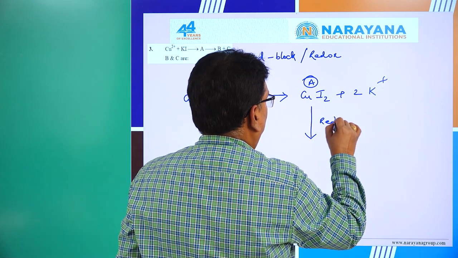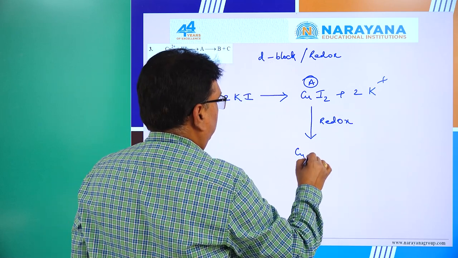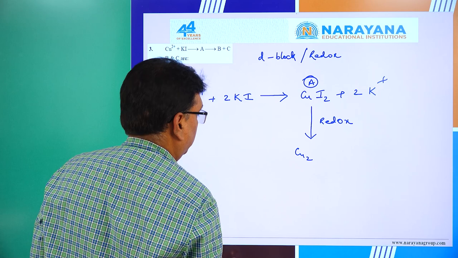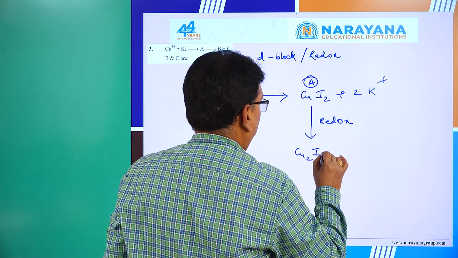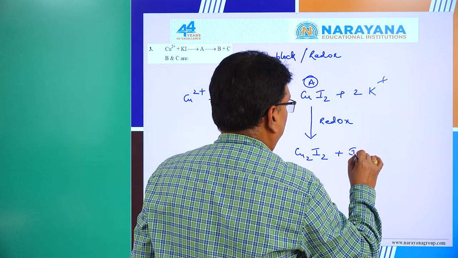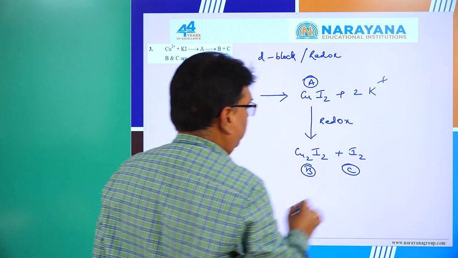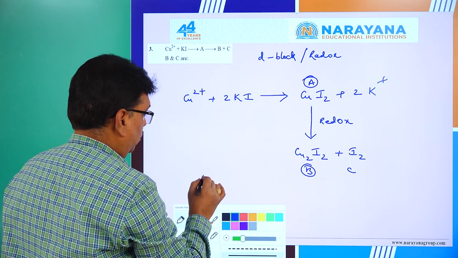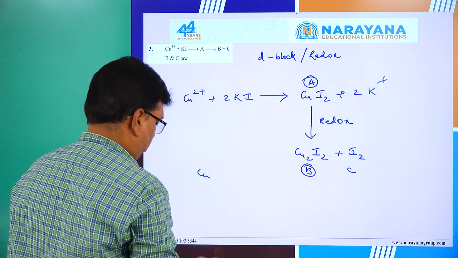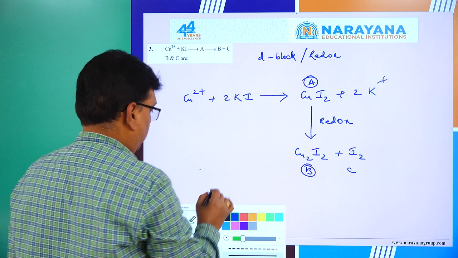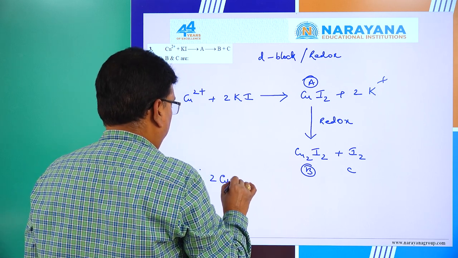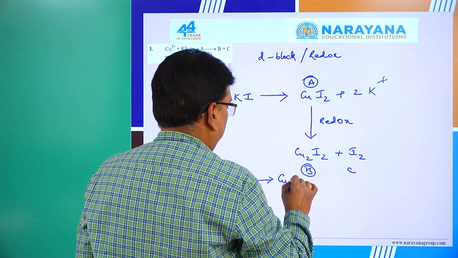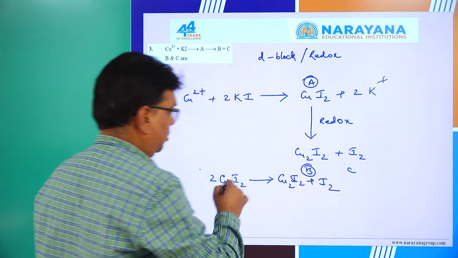CuI2 further gets changed by a redox change to Cu2I2 plus I2. So this is your B and this is your C. Separately, if I write it, 2 CuI2 undergo redox change to Cu2I2 plus I2. This is the overall reaction.